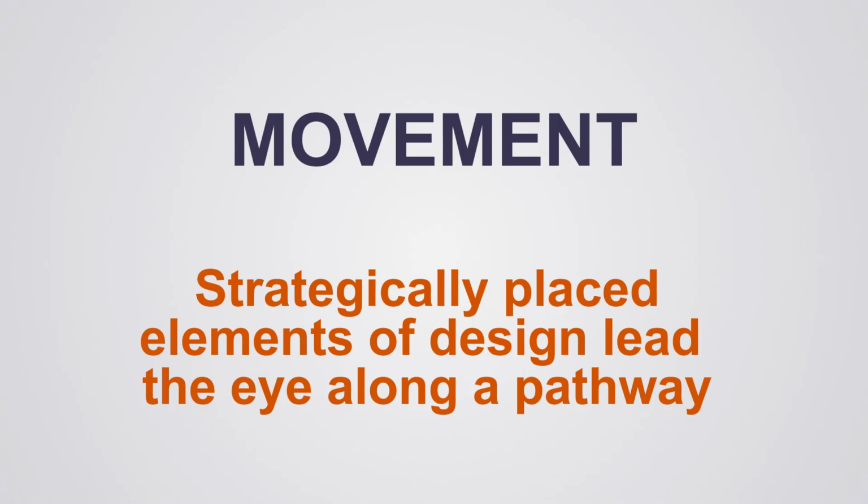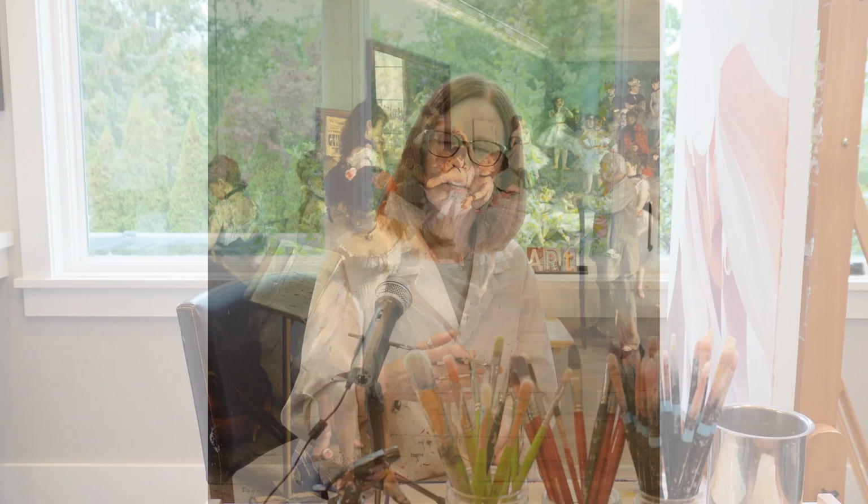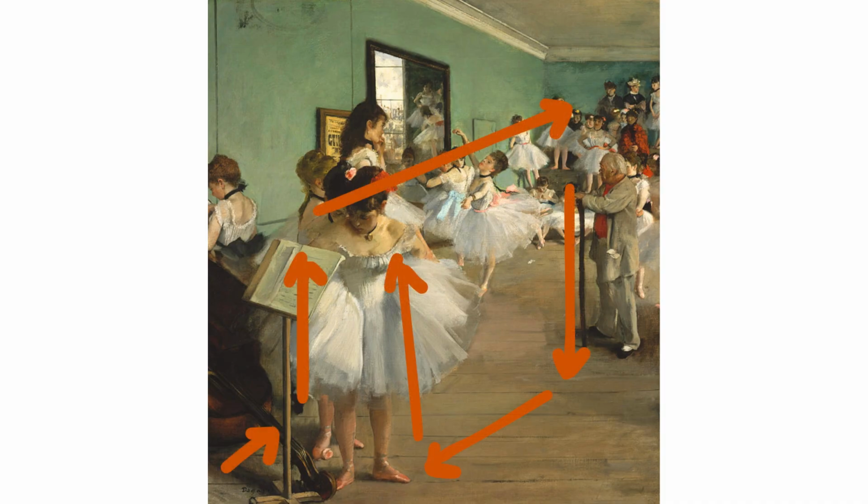Number 7 is movement. Strategically placed elements of design lead the eye along a pathway through the composition, often beginning and then returning to a focal point or area of emphasis. This creates a dynamic experience that keeps the viewer engaged.